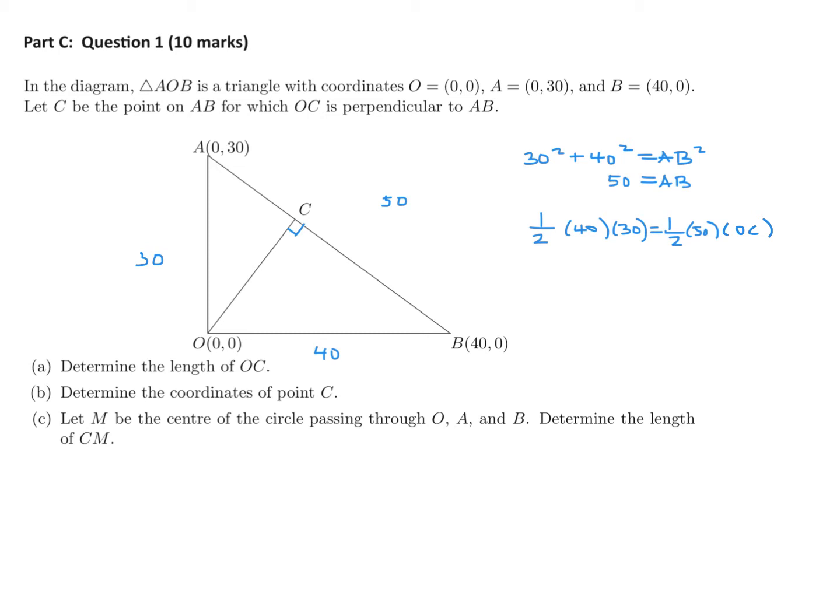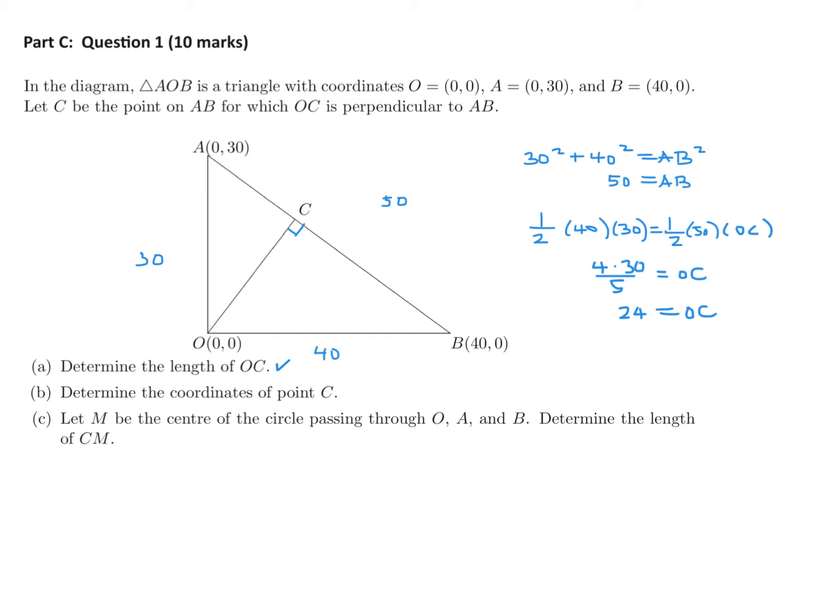So this basically becomes 40 times 30 divided by 50, which is 4 times 30 divided by 5, which is OC. And that's going to be 120 divided by 5, which is 24. So OC is 24. So that takes care of that part.